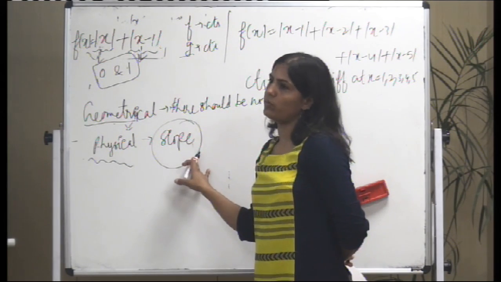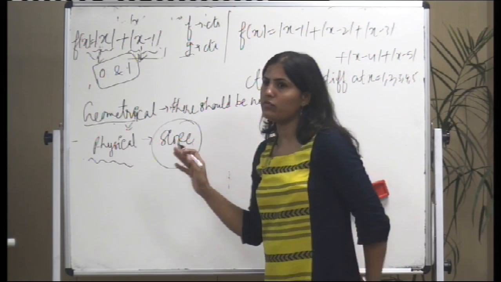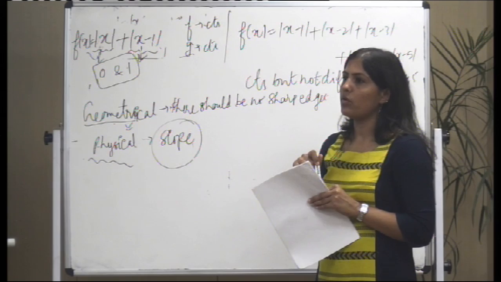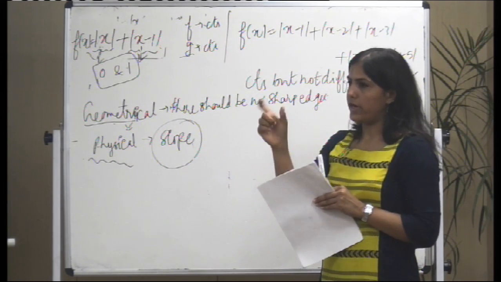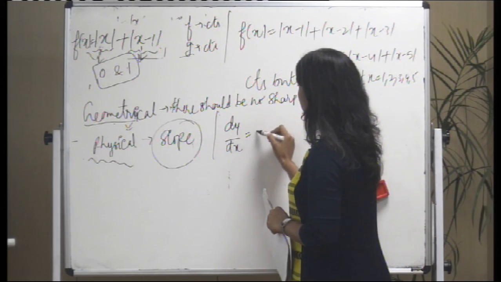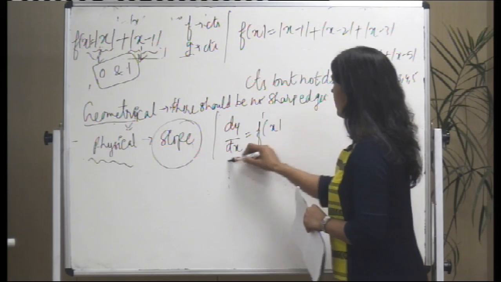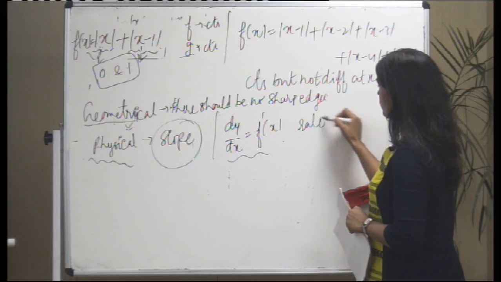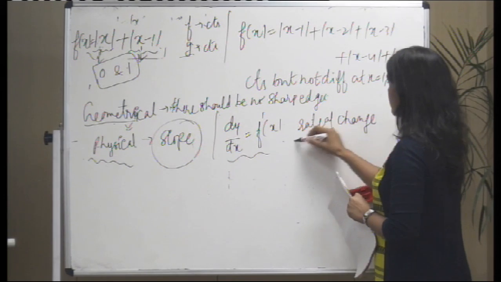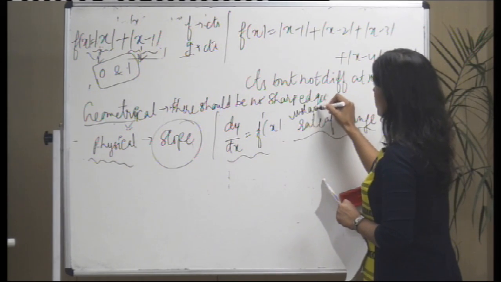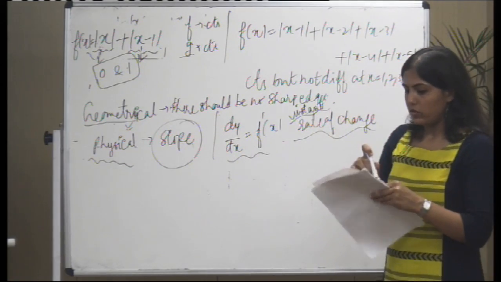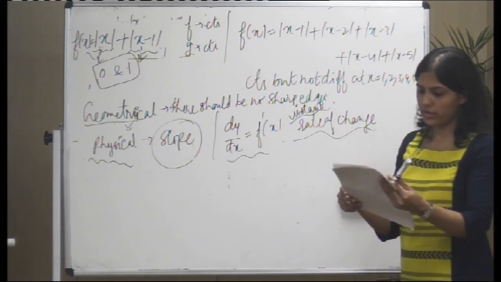Physically you get slope, and in physics you say velocity, and the double derivative you call acceleration. Basically dy by dx or f dash x is what we call the rate of change at that particular point, the instant rate of change at that point. Is it fine? So now, have you noted down?